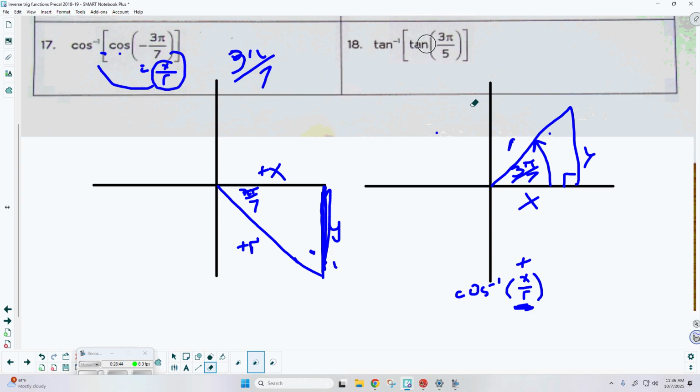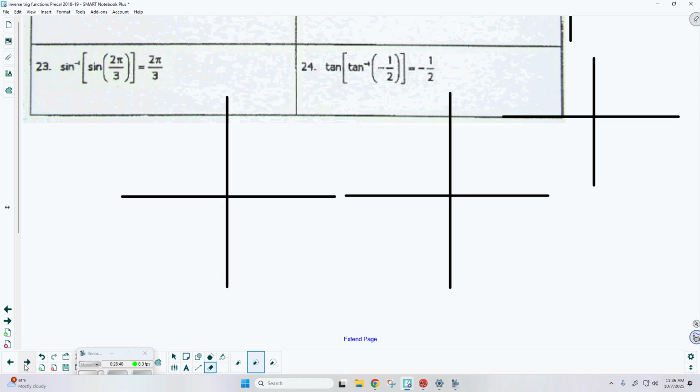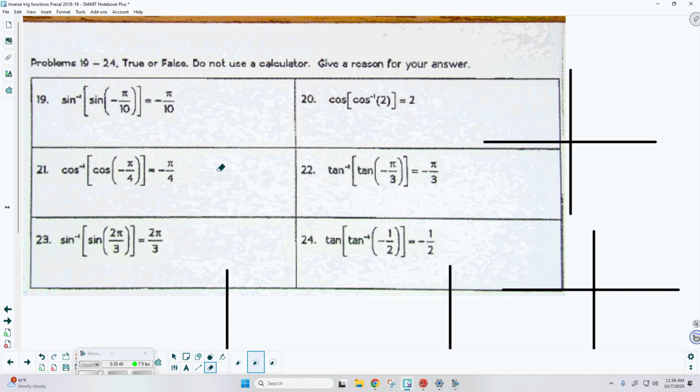All right. Well, let's take a look at the next section. This one we'll probably do a couple out of. I like this section because it gives you a possible answer, and then you just have to tell me is it true or false. Okay. So let's go ahead and work one of these together. Which one would you like? No, they all look so good. 22. Let's do 22.